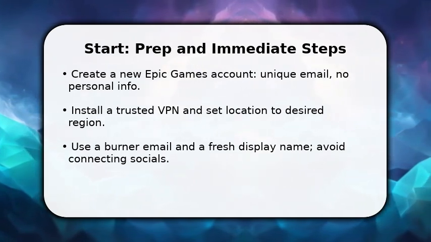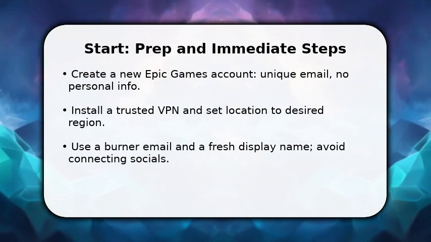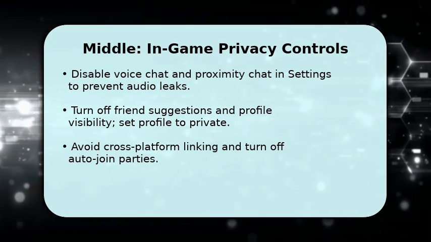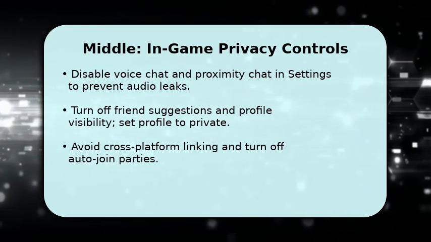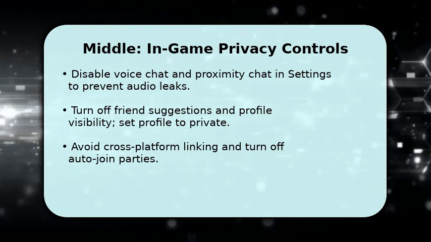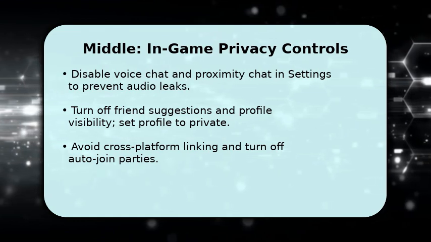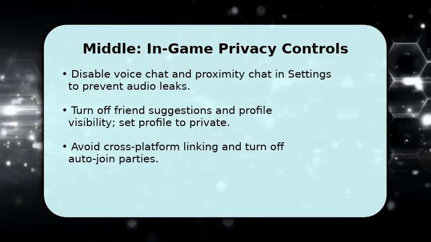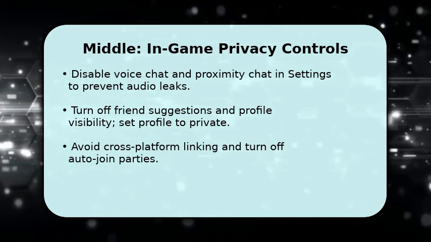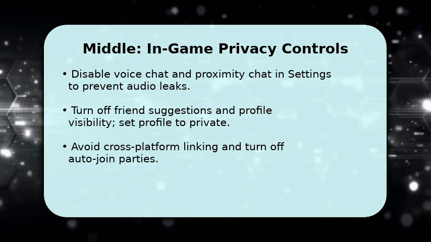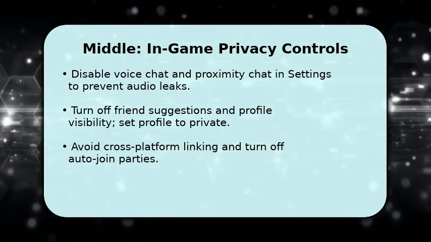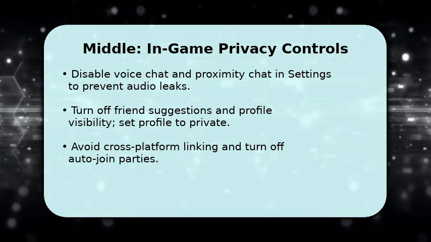Now that the basics are set, move on to account and device settings. Once your account and VPN are active, harden in-game privacy. Go to Settings and immediately disable voice chat, proximity chat, and microphone access to prevent accidental audio exposure. Next, set profile visibility to private and turn off friend suggestions so Epic doesn't expose you to previous contacts. Make sure cross-platform linking and auto-join party options are disabled. Those can reconnect you to known players. Finally, clear any saved login tokens on consoles or PC so the session stays isolated from your main accounts.